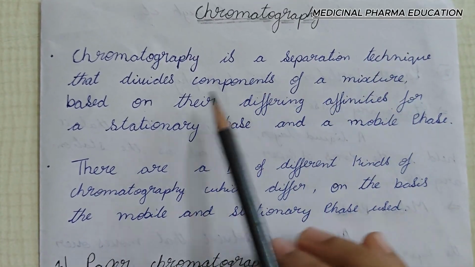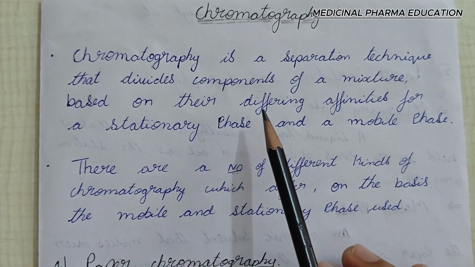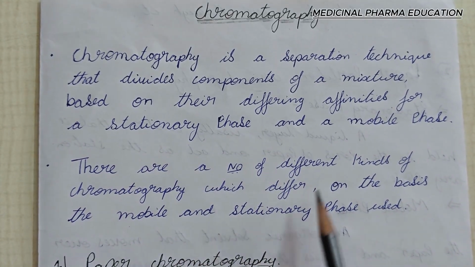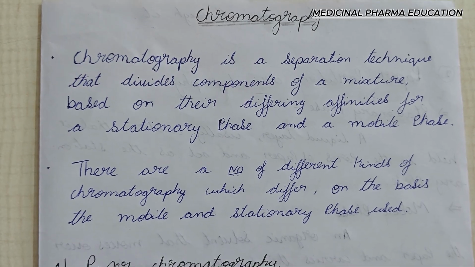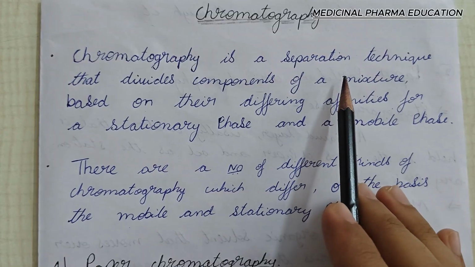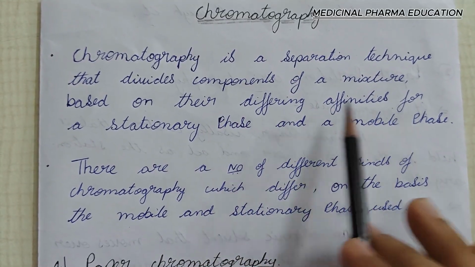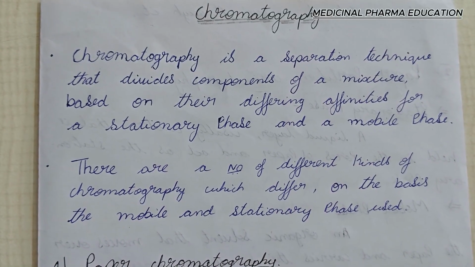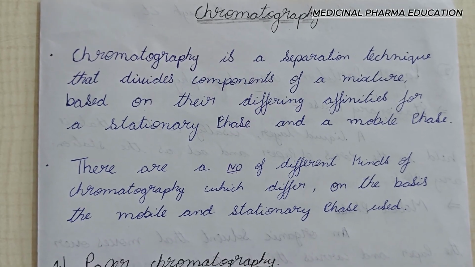Chromatography is a separation technique that divides components of a mixture based upon their differing affinities for the stationary phase and the mobile phase. See here what the chromatography definition is telling. It is telling that the different compounds are divided based upon their differing affinities for the stationary phase and mobile phase. Every compound has different affinities towards the stationary phase and the mobile phase. Based upon that difference, we are dividing the components.